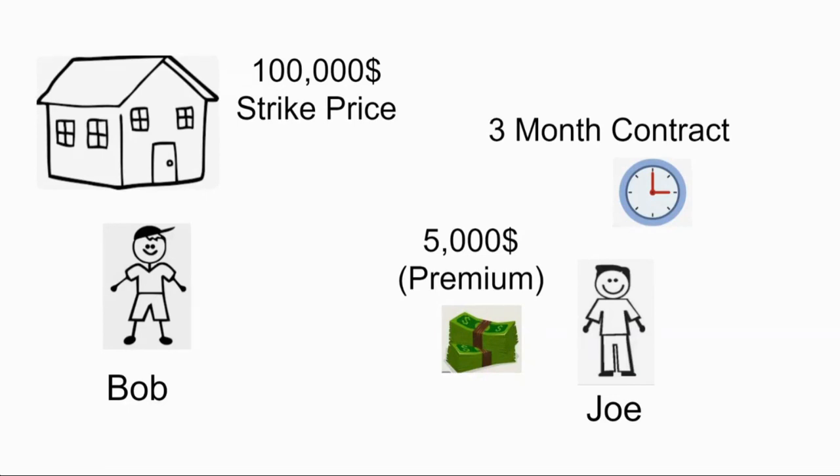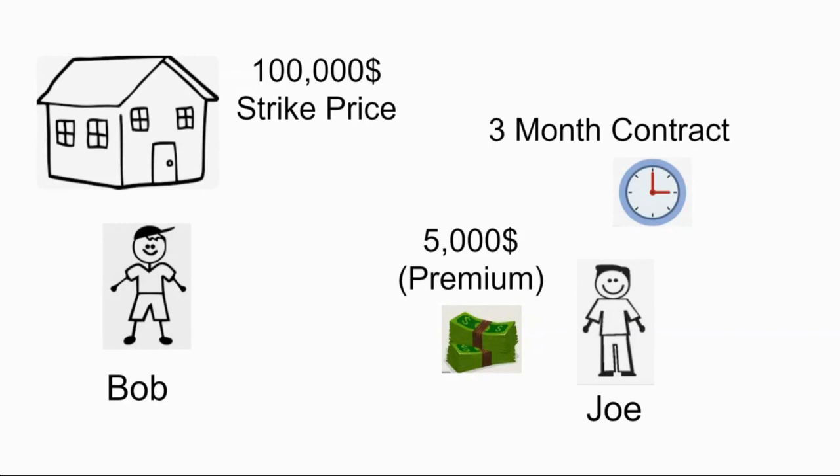Now in this example below, we've got Bob and Joe. Bob is selling his house, which is worth $100,000, and Joe is in the market for a house, but he doesn't want to buy it right now because he's unsure if the housing market will go up or down. He's betting on it going up in the next few months, but he doesn't want to risk $100,000 buying the house. So Joe makes a deal with Bob.